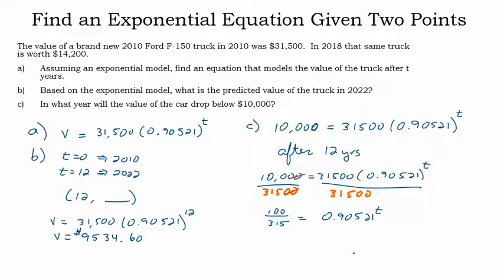So now the question is whether you have the capability of doing different bases on your calculator or not. If you can do different bases on your calculator, you simply write this in log form. So you write log base, and the base is the same base as it is for your exponential equation. Log base 0.90521 of 100 over 315 equals the exponent. The answer to a log is always the exponent.